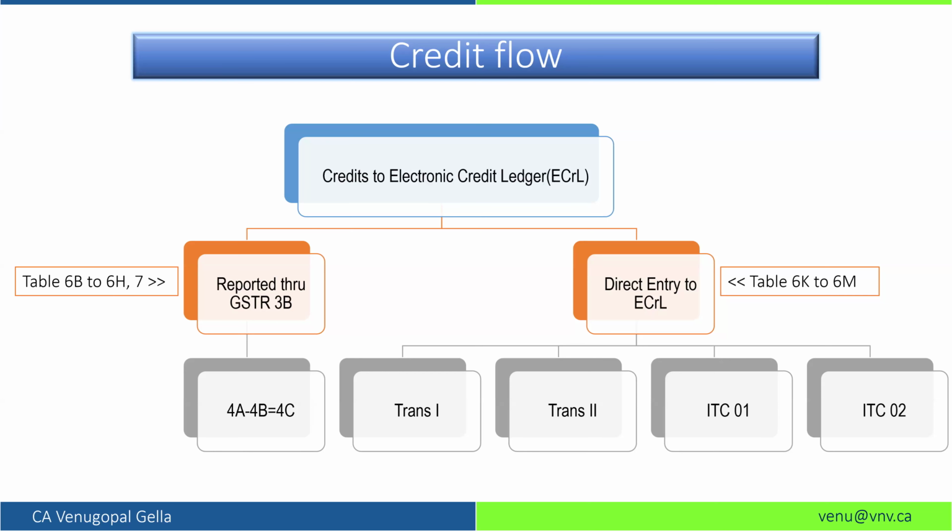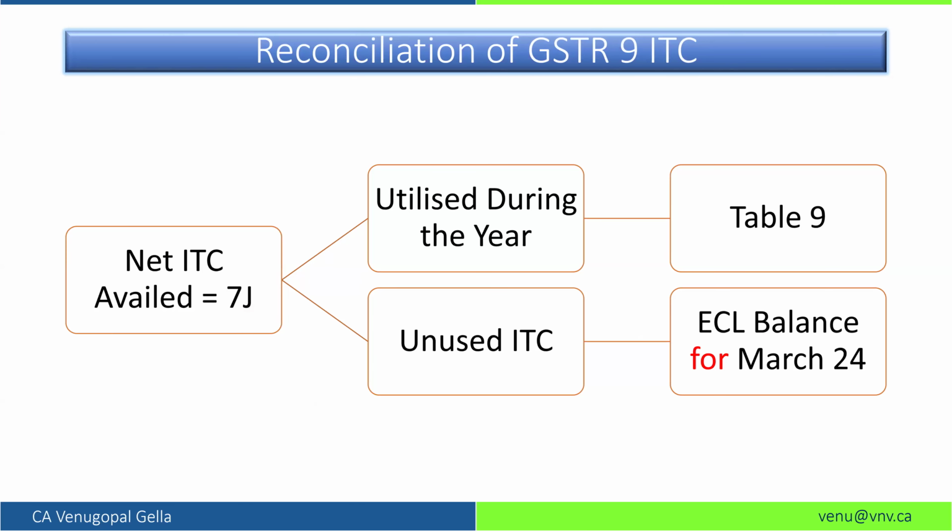So something is going to electronic credit ledger through 3B, which is table 6B to 6H, net of 7. So 7J. Then direct entry to credit ledger is trans 1, trans 2, ITC 01, 02. So 6K to 6M. These are the ledgers that are moving in. What I will be validating is my 7J net credit availed during the year would be the 9 paid. I am now removing the last year adjustments.